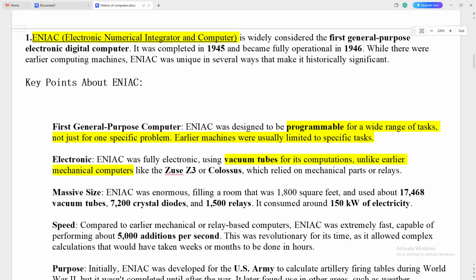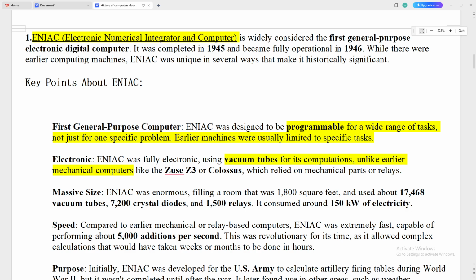The third point is massive size. ENIAC was enormous, filling a room of, as I talked about earlier, 1,800 square feet, and it used about 17,468 vacuum tubes. Can you imagine 17,468 vacuum tubes being used to process ENIAC, and 7,200 crystal diodes. So now the question arises: why were crystal diodes used, and what is their use?